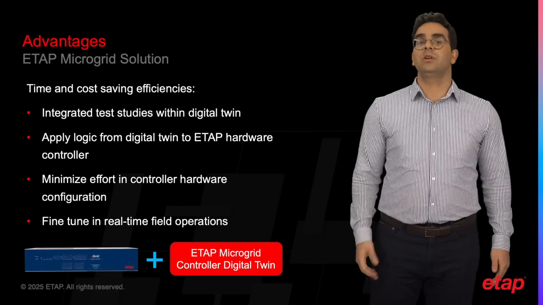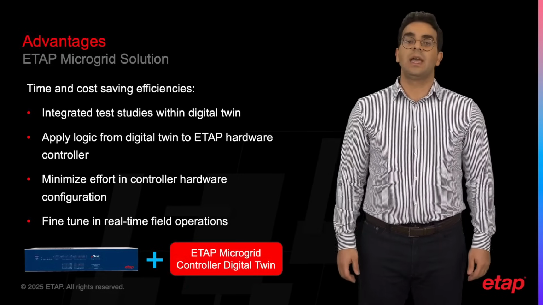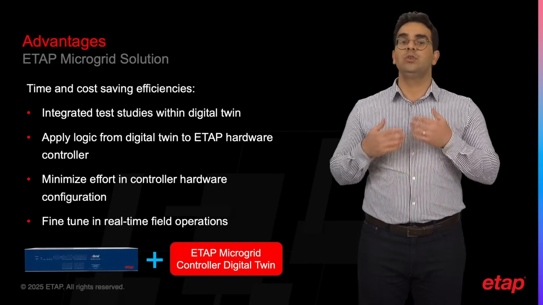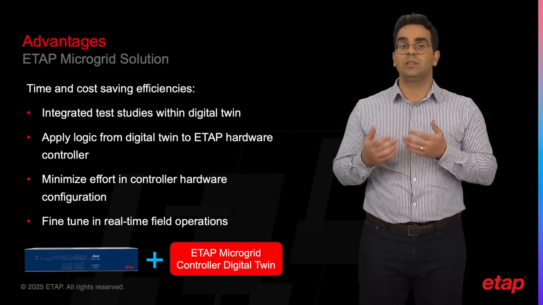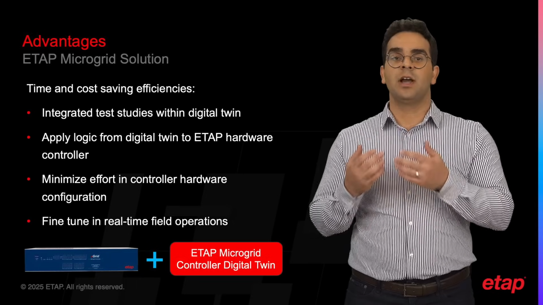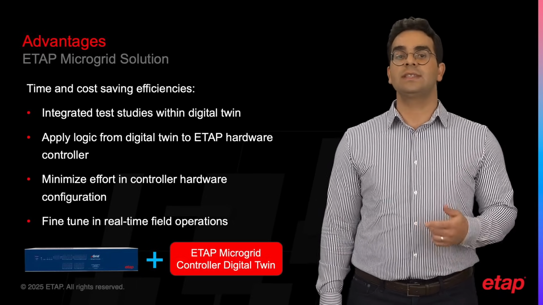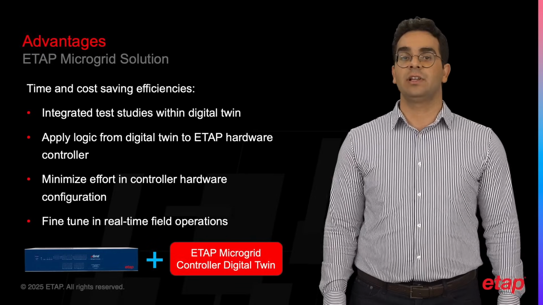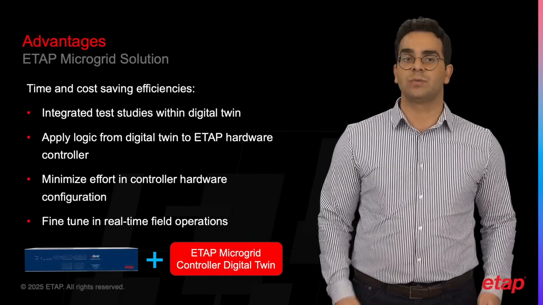Furthermore, the data-driven technology of the ETAP microgrid controller allows the customer to use the ETAP hardware controller with the same logic deployed in the digital twin. Additionally, it minimizes the effort to configure the microgrid hardware and tune the settings in the real-time field operation, which saves a lot of money and time for the customer.